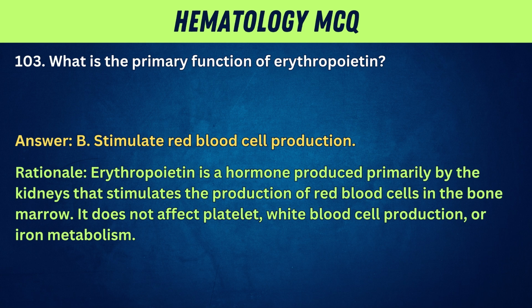Rationale: erythropoietin is a hormone produced primarily by the kidneys that stimulates the production of red blood cells in the bone marrow. It does not affect platelet, white blood cell production, or iron metabolism.